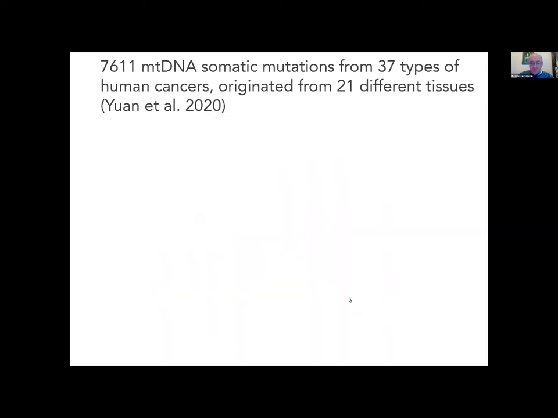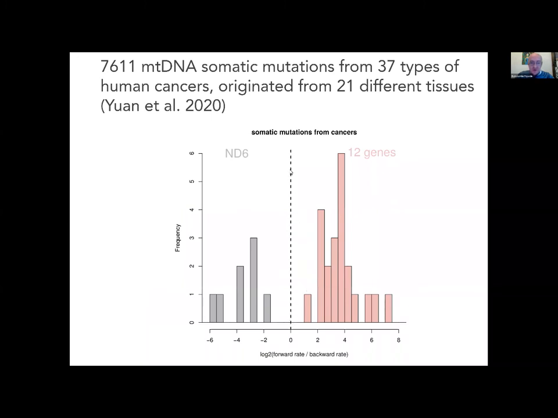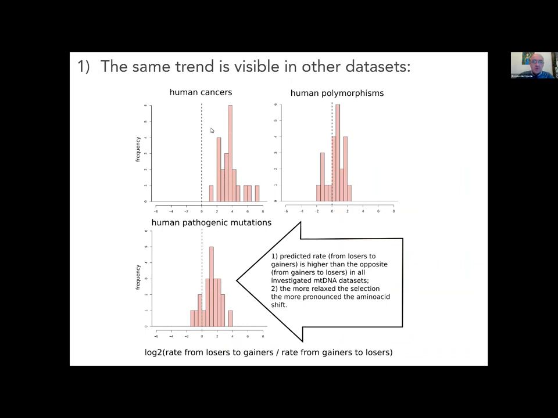So now we can just visualize all these ratios as a histogram. So we expect 0, it's our null hypothesis, but for the majority of pairwise substitutions, we have a ratio more than 0. And for ND6, all of them are less than 0, as expected from our hypothesis. Next, we prove the same trend using not only human cancers, but we use human polymorphisms, human pathogenic mutations, polymorphic data from vertebrates, and in all cases, we found quantitatively similar trends. Every time, the rate from losers to gainers is a bit higher as compared to the rate from gainers to losers, in line with our hypothesis.